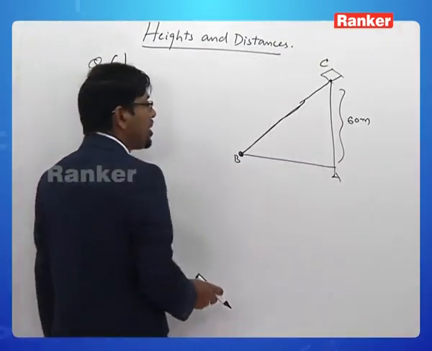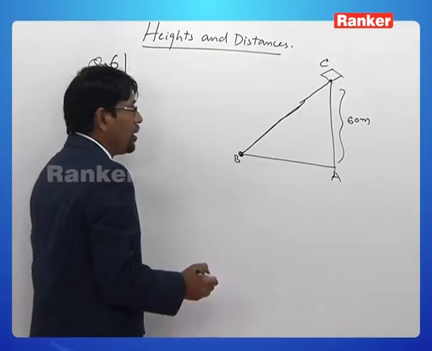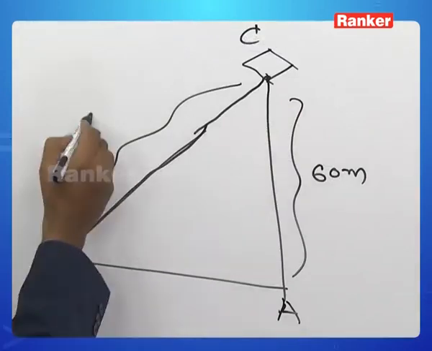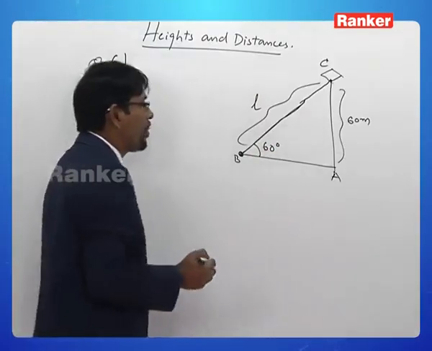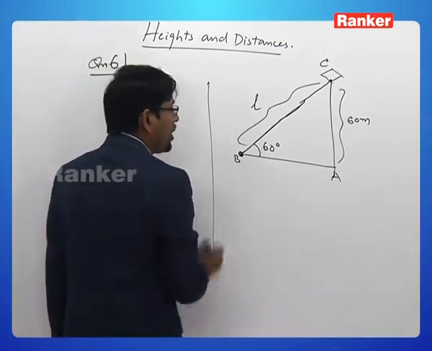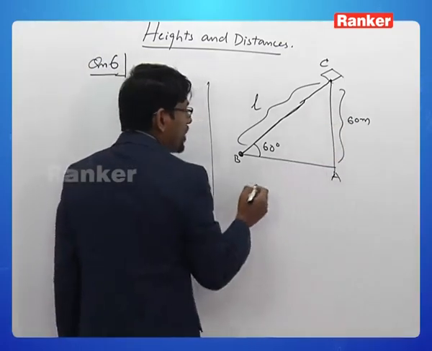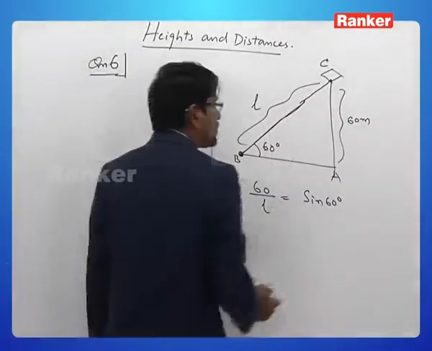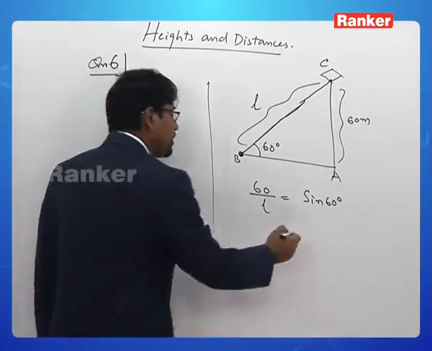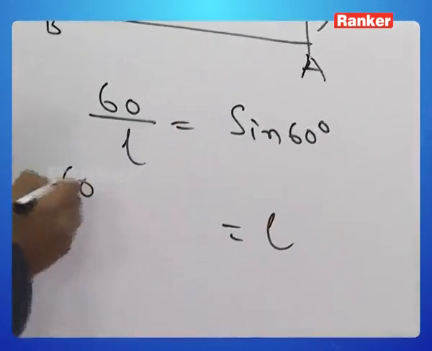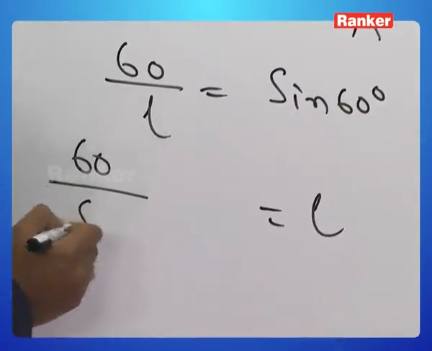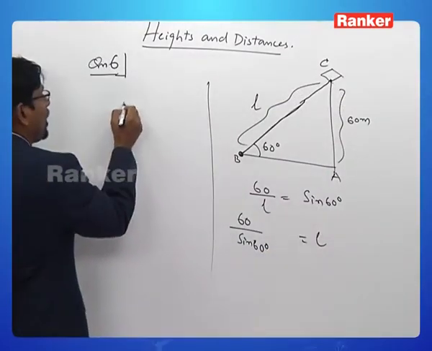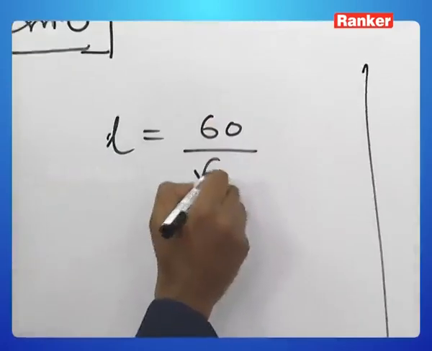Height of the kite, B is AC. Now what we are asked to find is the length of the string, L, and this angle is 60 degrees. So clearly what do we have here? This is 60 by L is equal to sine 60. So L will be 60 by sine 60, and that is equal to, L is equal to 60 by root 3 by 2.